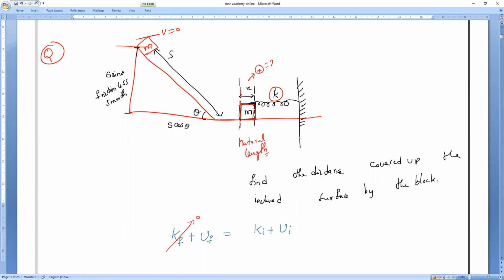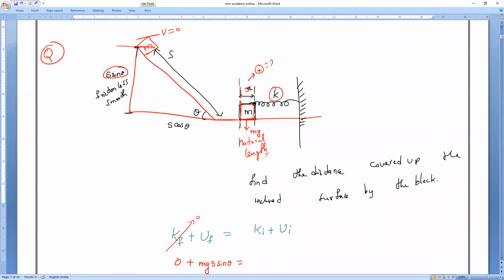Check it here. The body is coming from a height. Am I right? Yes, sir. It is hitting the spring, so the spring is going to be compressed. So the final potential energy is there. That is mg, acting in the downward direction, and it came from a height of how much? What is the distance traveled by the body? Yes, s sin theta. So the final potential energy is mgs sin theta.